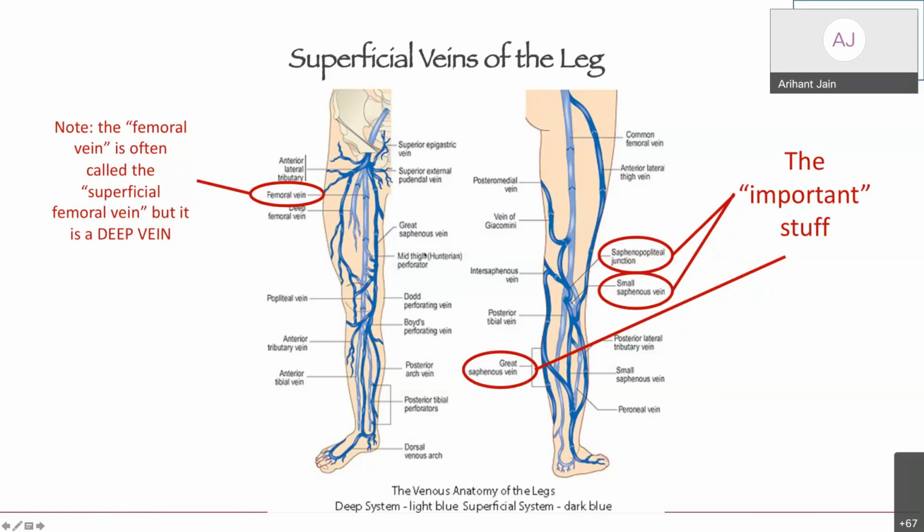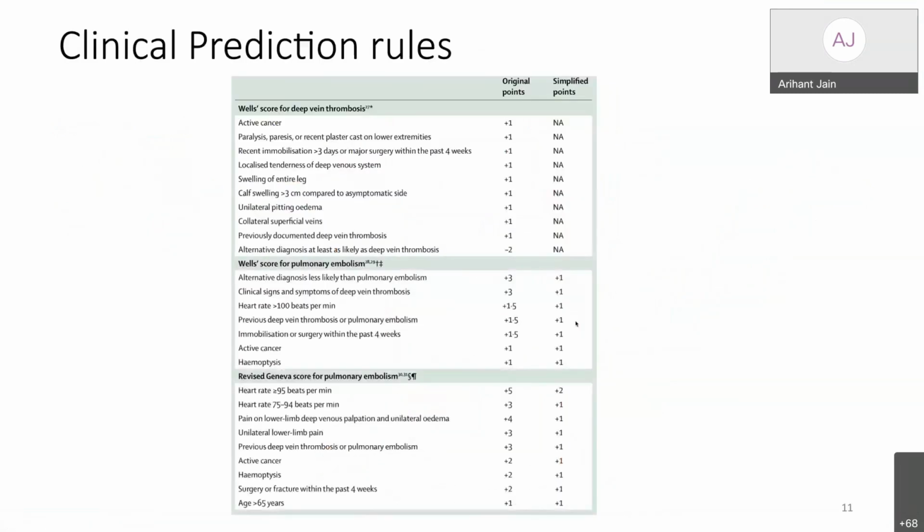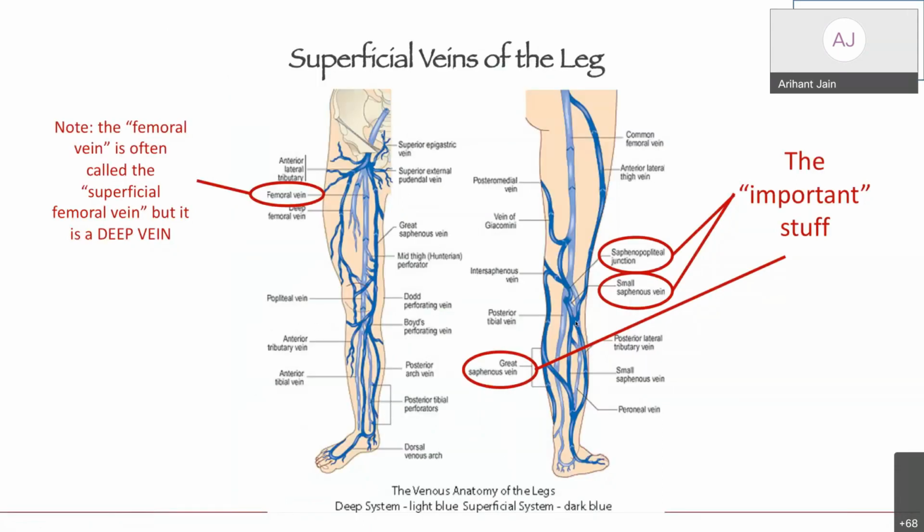So the light blue ones are the deep veins, and the dark blue ones are the superficial veins. Of these, again, the great saphenous vein, although it is a superficial vein, still has a very high tendency for its clots to progress to the deep veins. So again, GSV superficial vein thrombosis needs to be given proper attention.